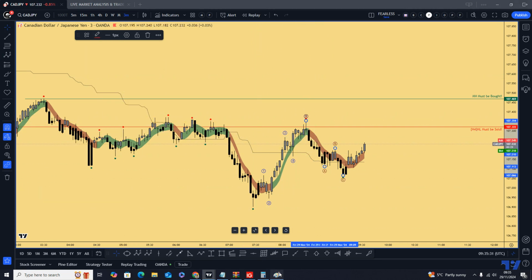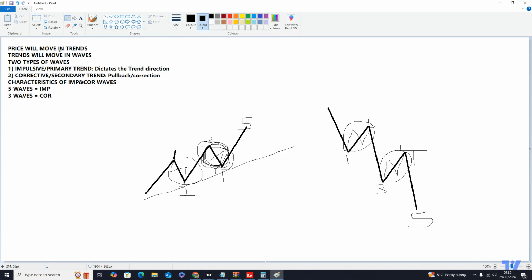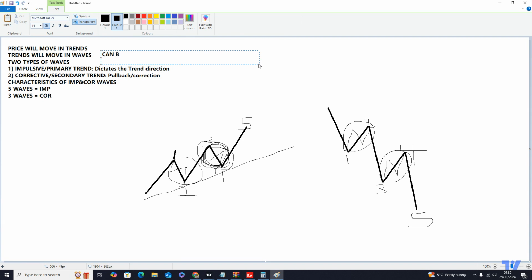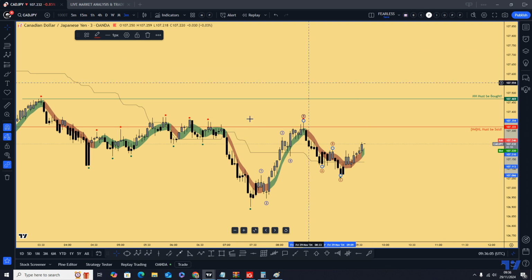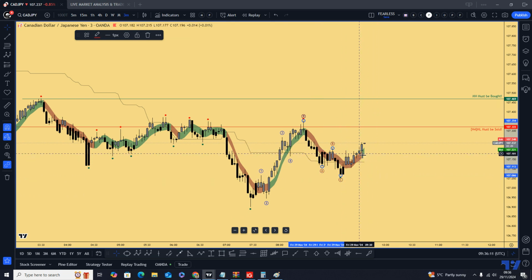Remember, I said in our notes here, price will move in trends and the trends will move in waves. The thing that I didn't say here is these waves can be counted and interpreted. And this is where your job is. In order for you to become a consistently successful trader, you must be able to understand the price information that you can see on your chart.